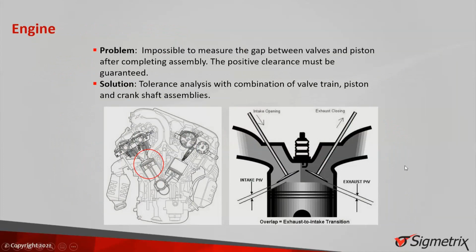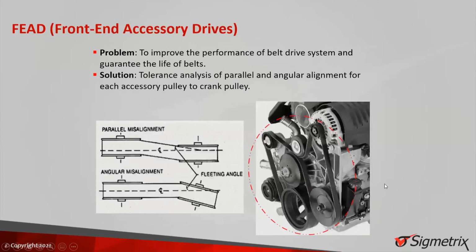Every automaker, engine maker, they have to do the tolerance stack-up for those 2 clearances. That is the clearance between the piston and the valves, because it is impossible to inspect during production in the production line, right? So they have to do the tolerance analysis very reliably in the design stage.